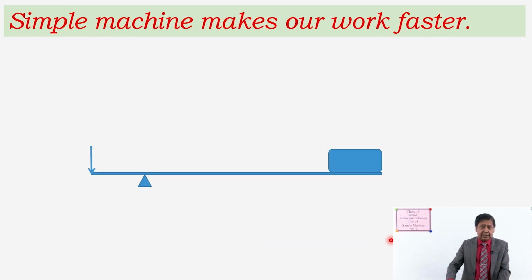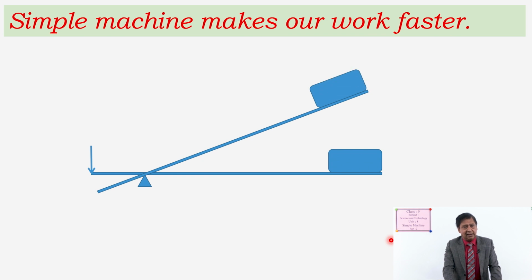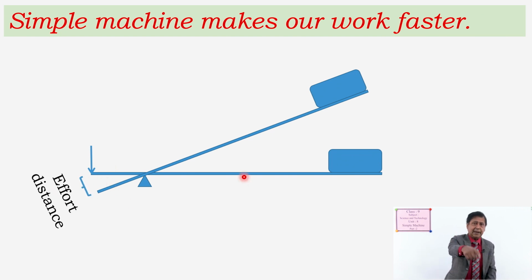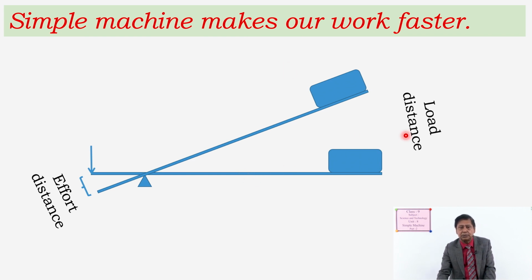Now next, a simple machine makes our work faster also, easier and faster. What does it mean? Look at this, it is a lever and we are trying to raise a load. If we apply force this way, then the lever turns like this and the load is raised to this much height. The load is raised to a lot of height when the effort covers very little distance here. This is the effort distance. At the same time, the load covers a very huge distance here.